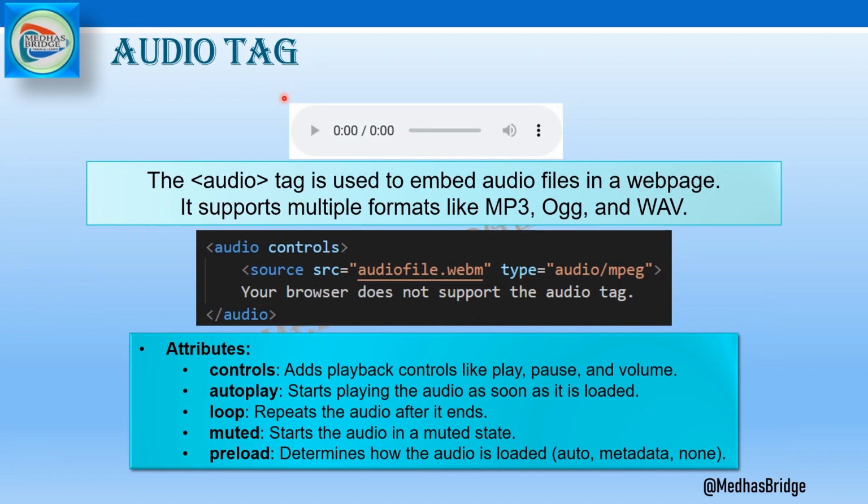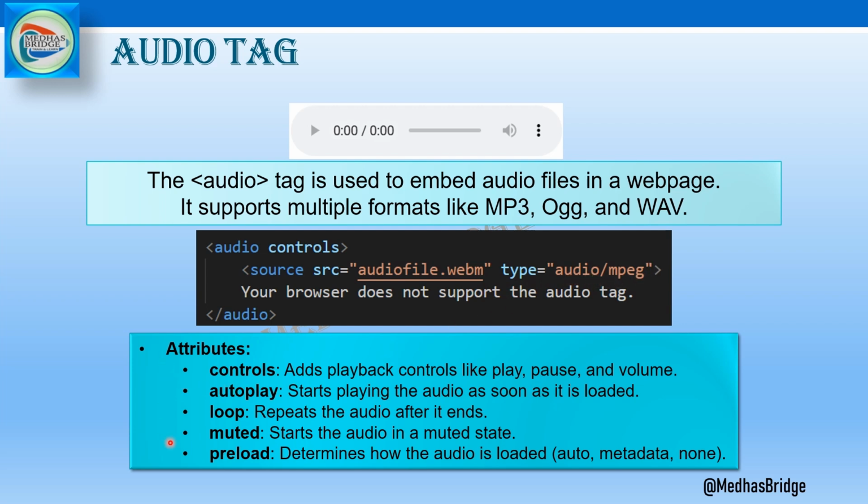Here is the audio tag. This is how we display on the web console. The audio tag is used to embed audio files on the web page. Here is the syntax: audio controls is the starting of the tag, and this is the ending of the tag. Between them you have to mention source, your source file name, and then type, like audio mpg file.